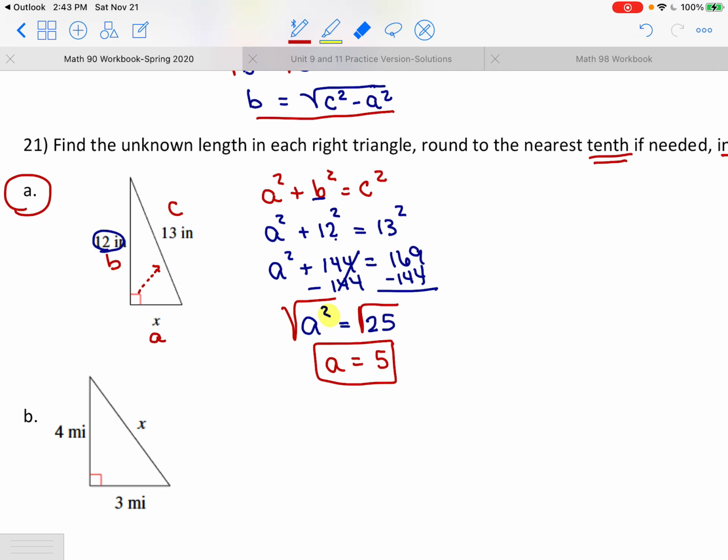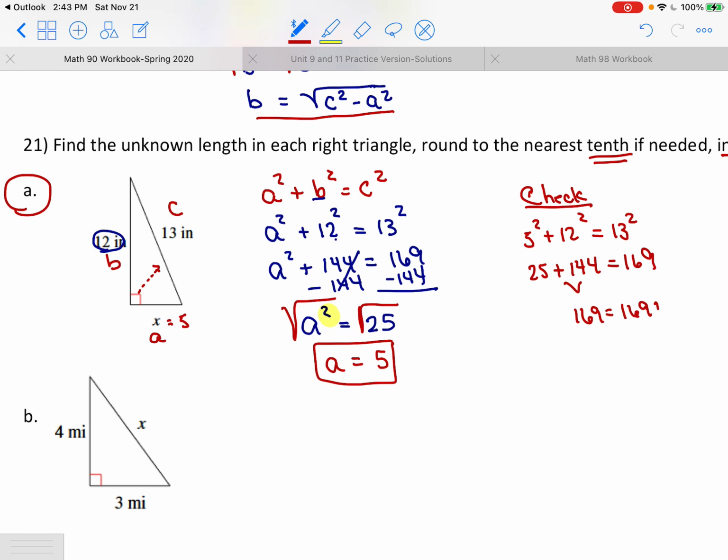For example, if your solution was 15 here, instead of 5, we would know we did something wrong because one of our legs can't be longer than the hypotenuse. The other thing that you guys can do is just do a quick check. We now know the side lengths, right? We've got 5 squared plus 12 squared has to equal 13 squared. So 25 plus 144 better equal 169, otherwise we did it wrong. And indeed, it checks out. So we know we did that correctly.